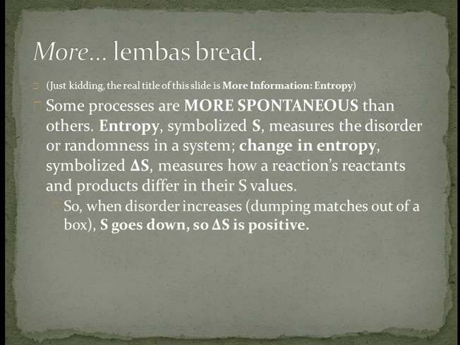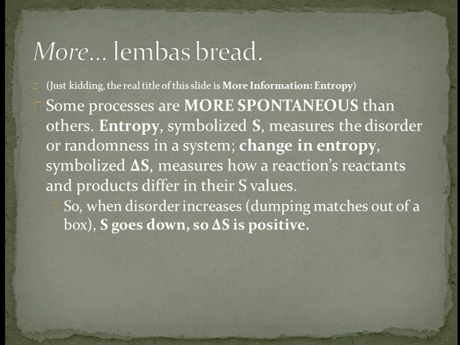This is a mistake. It's supposed to say S goes up. So when disorder increases, S goes up. Entropy or disorder or randomness goes up as the reaction proceeds, so delta S would then be positive. An example of a positive delta S reaction would be something as simple as dumping matches out of a box, because they're orderly when they're in the box, but they're all scattered everywhere when you dump them out.